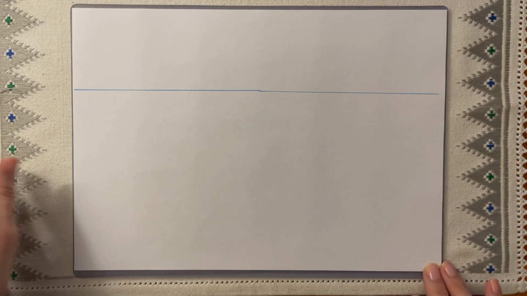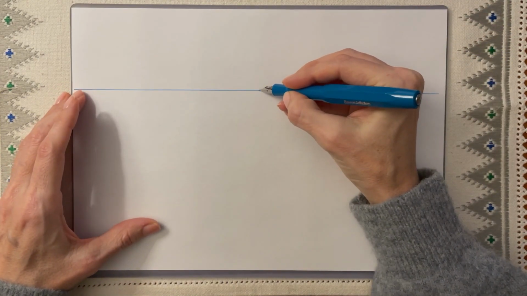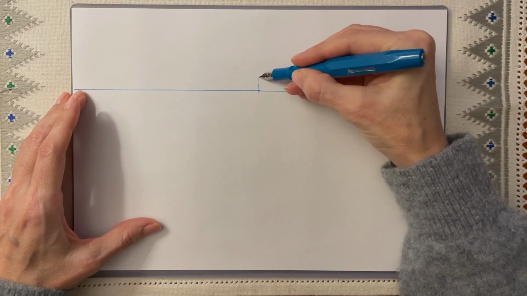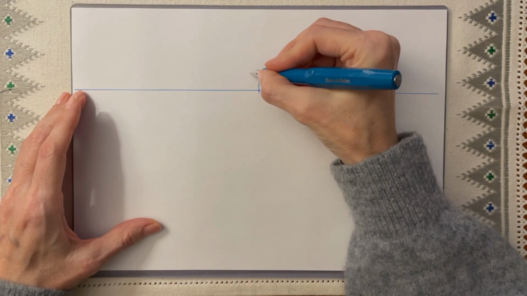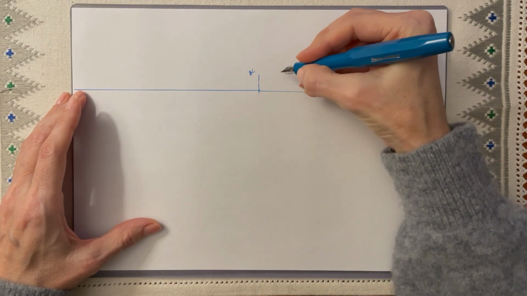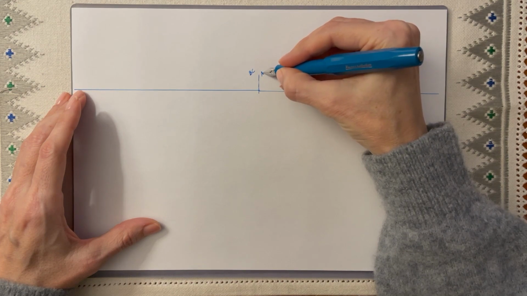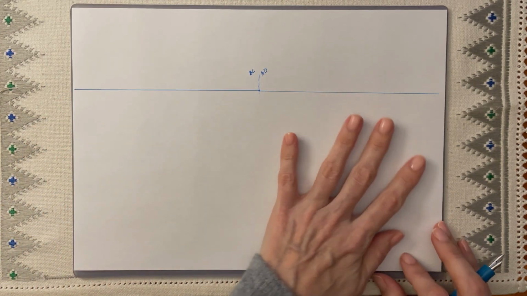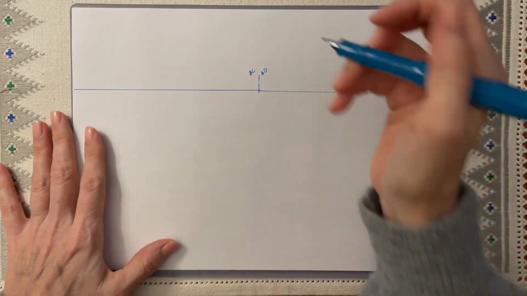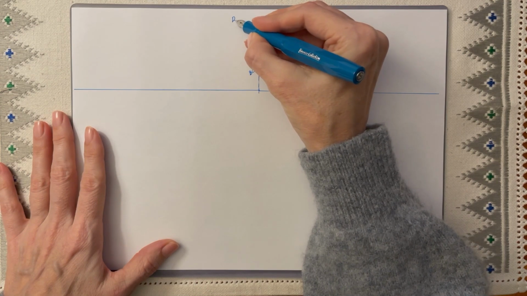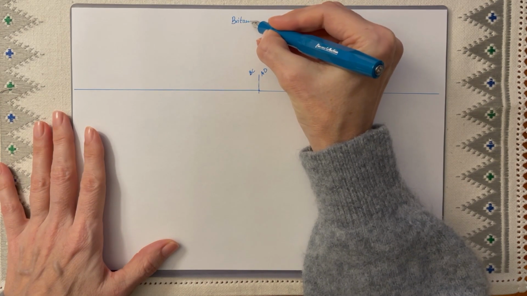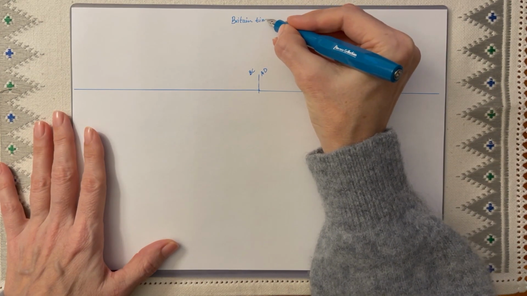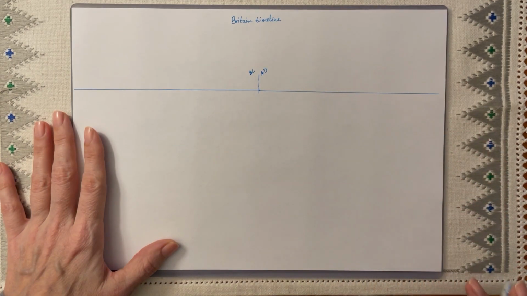Let's start by dividing the line roughly in half. So we have BC on one side and AD on the other. And at the top, we'll write Britain timeline.